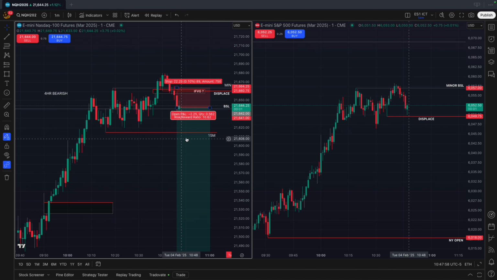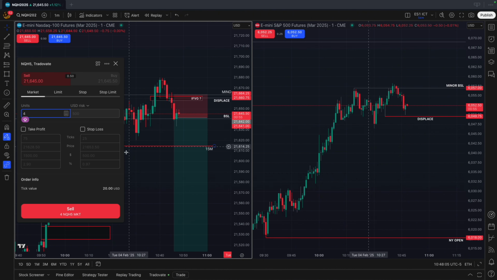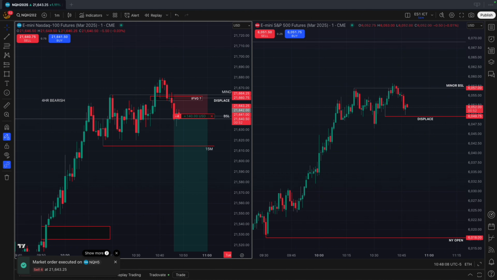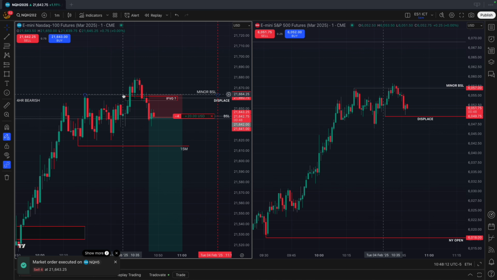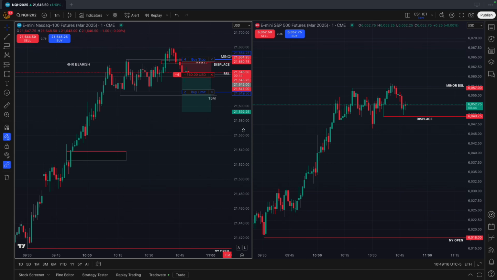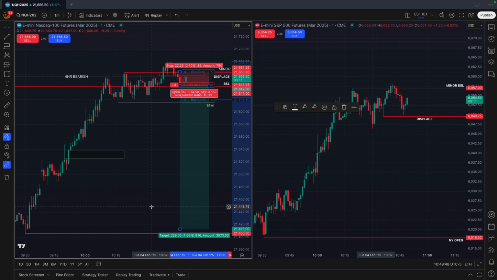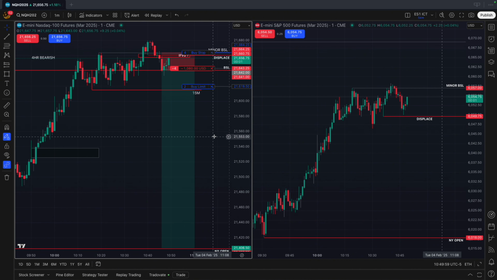Yeah, we pretty much closed up that 1 minute bearish gap. Alright, I'm going to enter short off that 1 minute bearish. Order filled. And then run a stop at 21,664. Alright, we just tapped the inverse fair value gap for price.